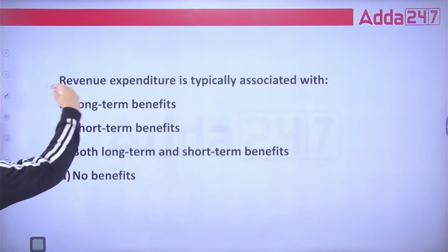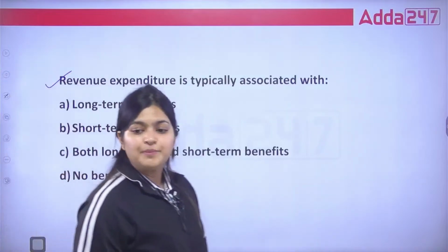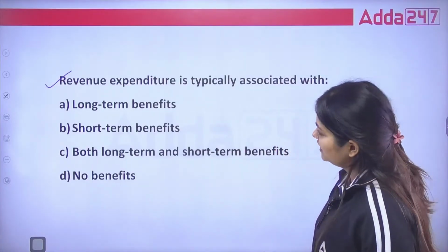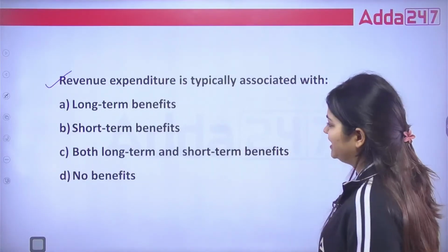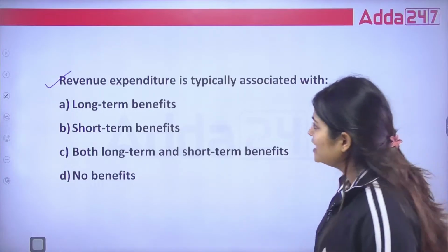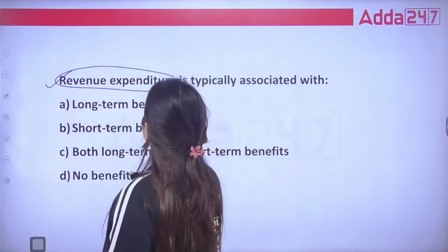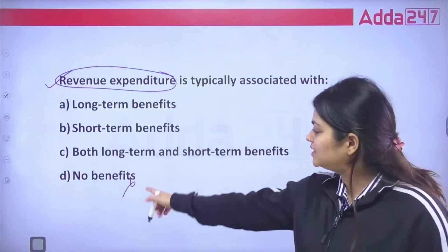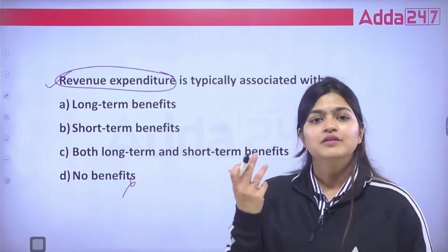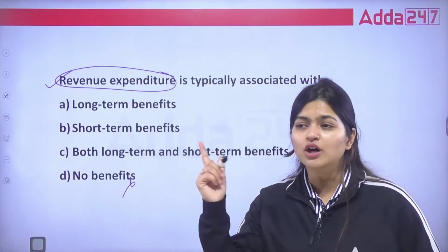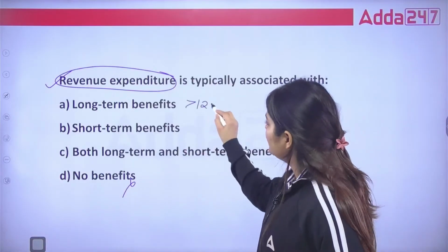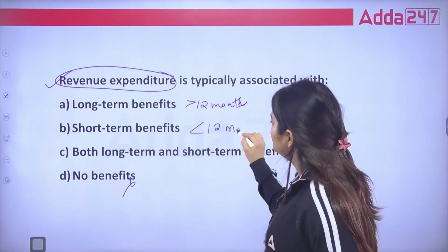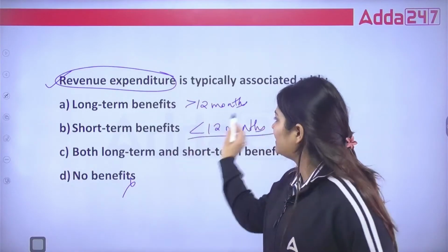Chaliye next. Revenue expenditure is typically associated with what? Long-term benefits, short-term benefits, both long-term and short-term benefits, D, no benefits. When you are doing some expenditure, for sure you are going to receive some benefits. This is not your right answer. But which type of benefit? Long-term means generally more than 12 months we are talking about. Short-term means we are talking about less than 12 months benefit. Correct, that is the difference.